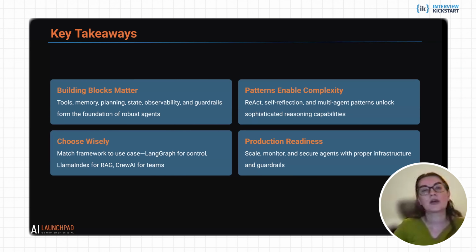And right, finally, the building blocks really matter. Executive function: deciding what to do and in what order. Memory for context. State and checkpointing give you reliability. That's kind of like your save game system. Observability gives visibility: logs, traces, and metrics.